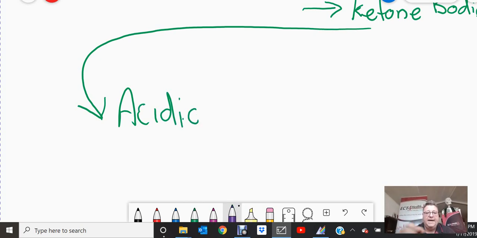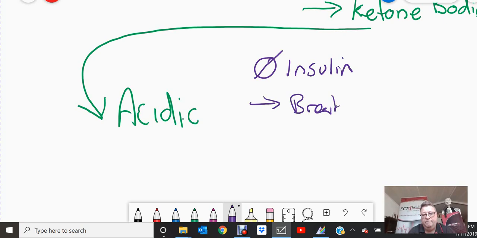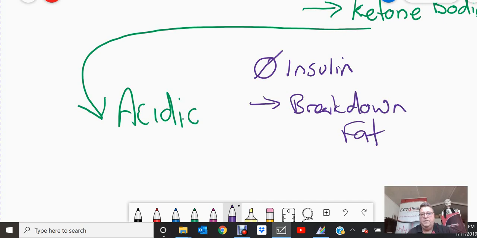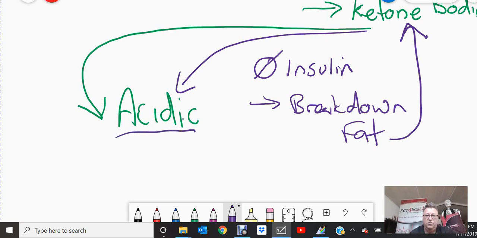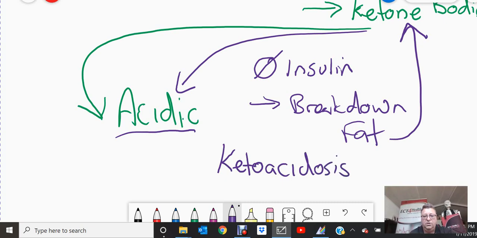So, let's recap. If I have no insulin, then I break down fat. If I break down fat, I make ketone bodies in my liver. And if I make ketone bodies, that makes me acidic. What sort of acid am I making? These are diabetic ketoacidosis. Occurs as a result of that.